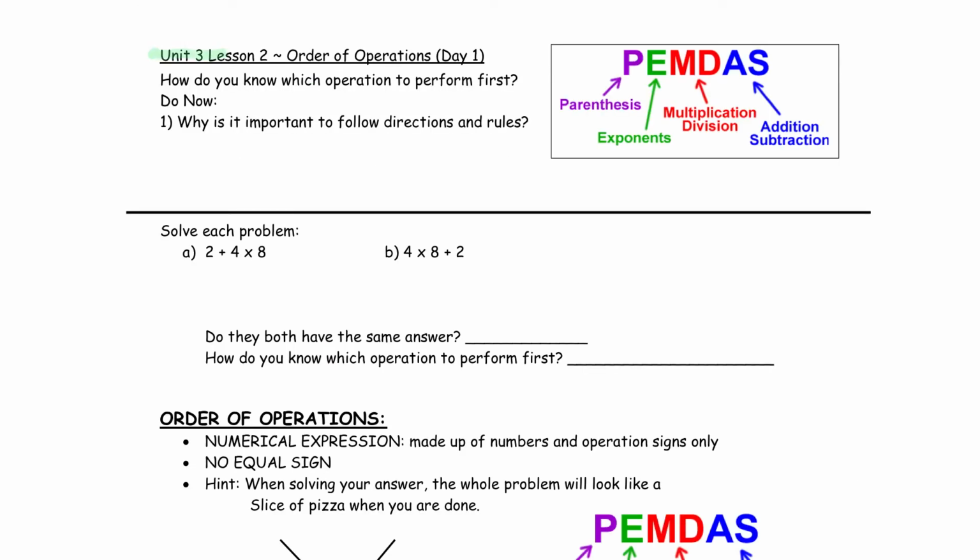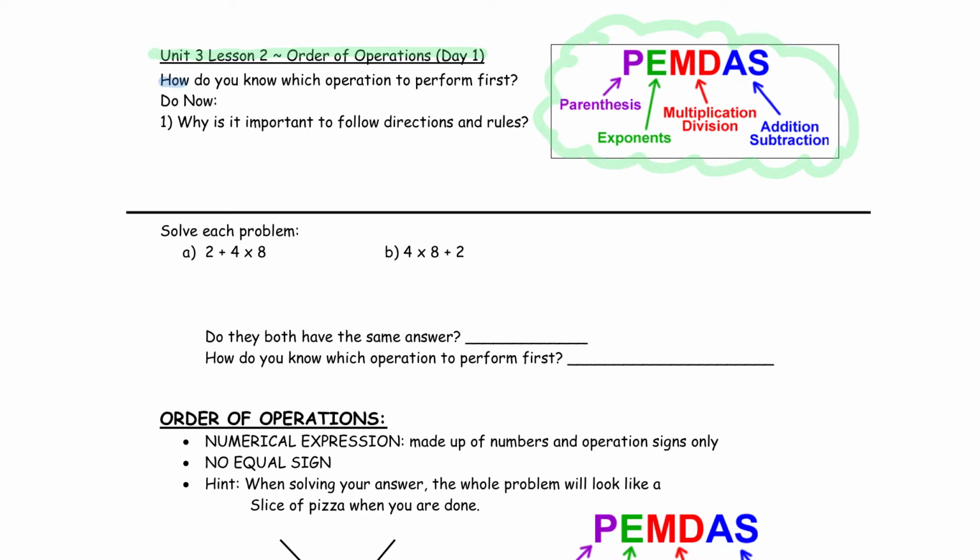Unit 3, Lesson 2, Order of Operations, Day 1. If we take a look at the info box over on the right side, we notice this thing called PEMDAS. Maybe you remember this from elementary school. PEMDAS: parentheses, exponents, multiplication, division, addition, subtraction. This is the order in which we perform the operations of mathematics.